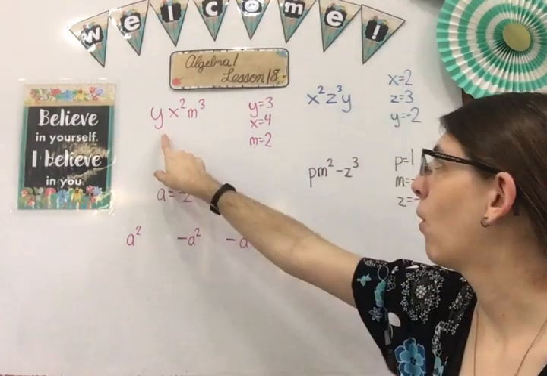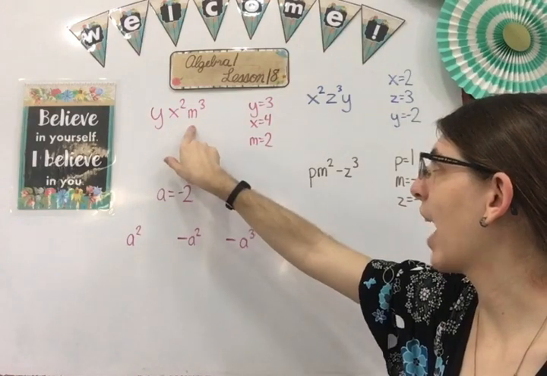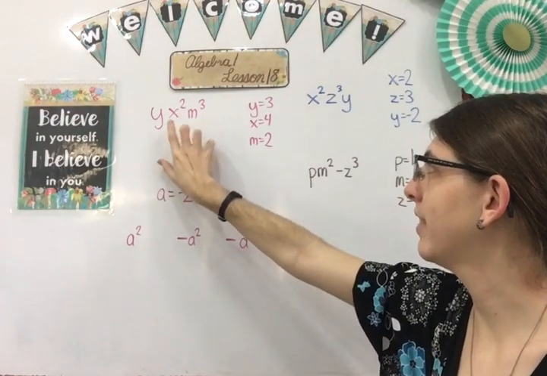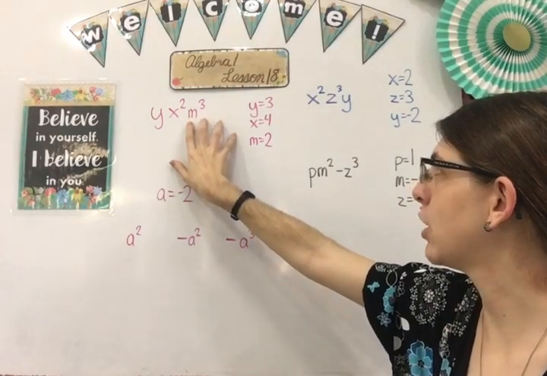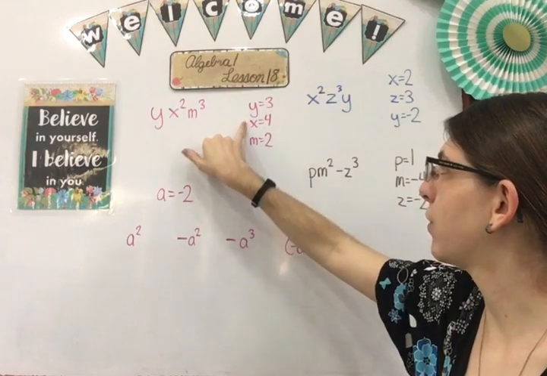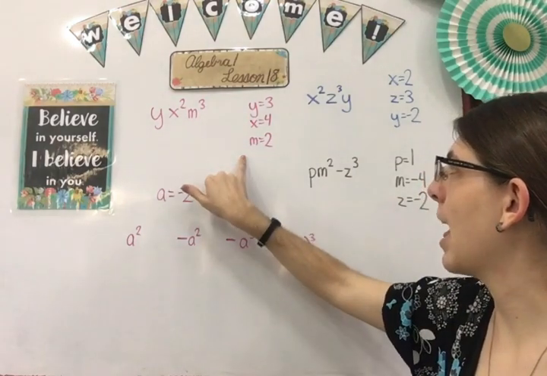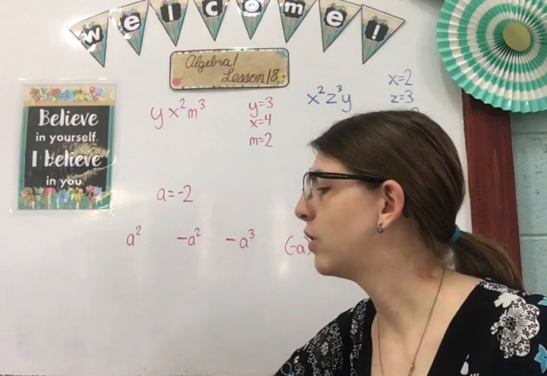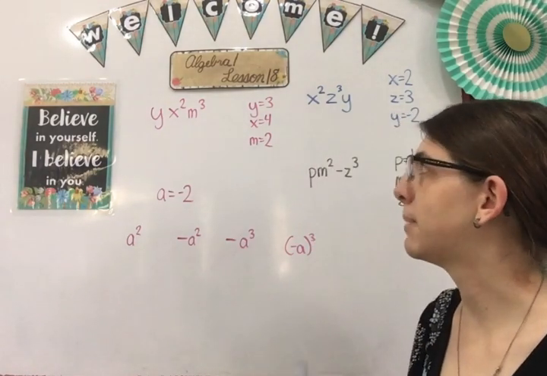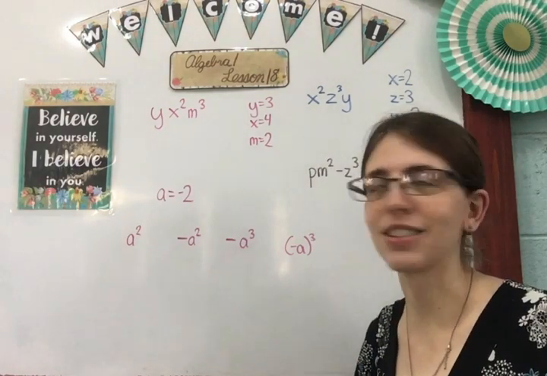So for example, y, x squared, m cubed. So this is y times x squared times m cubed. Y is a positive 3, x is a positive 4, and m is a positive 2. So to evaluate this, all I do is put the numbers in place of my letters.